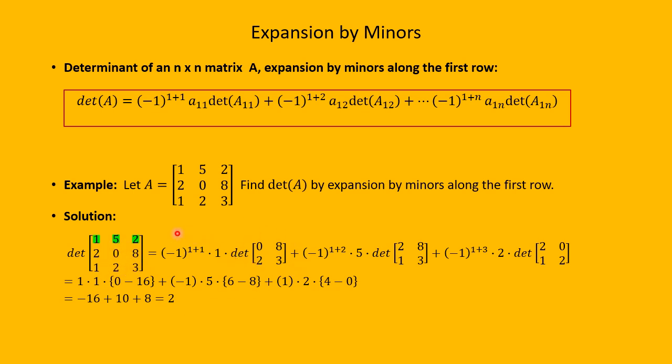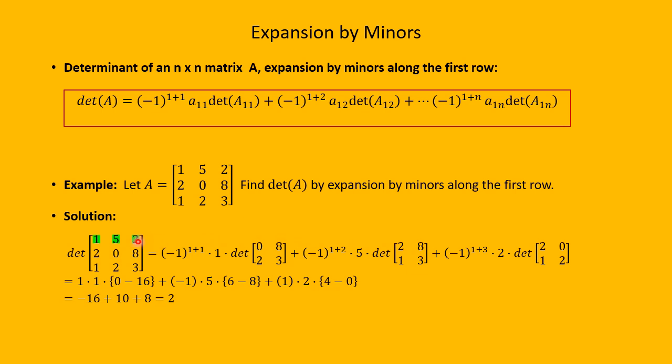Then move on to 5. This is the 1,2 entry. So we have, for that term, minus 1 to the 1 plus 2 times the 5 times the determinant of what submatrix? Delete this row and this column, and you're left with the submatrix 2, 8, 1, 3. Here it is, 2, 8, 1, 3.